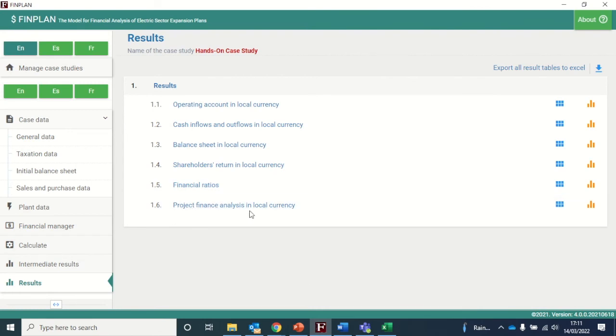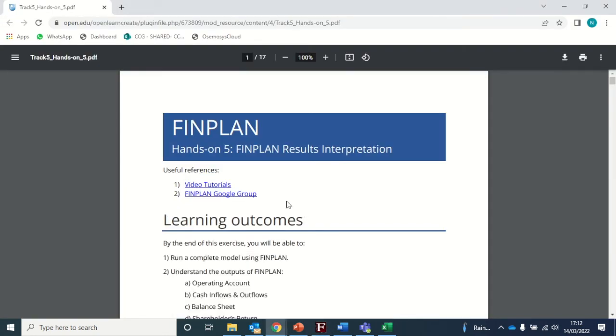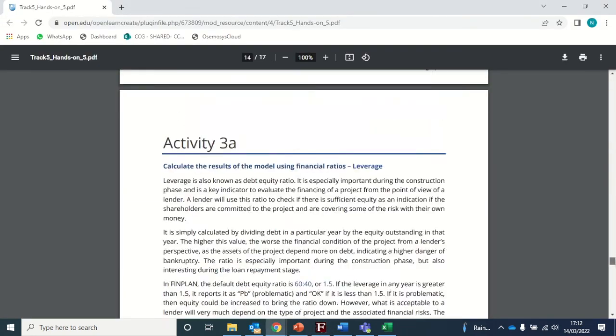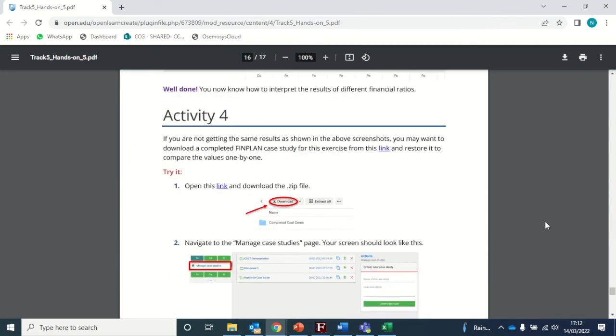We will not go through the project finance analysis in this video, however, you can find more information on this in the lecture slides. So now we have interpreted our results from our hands-on case study. However, if you're not getting the same results as shown in the above screenshots, you may want to download a completed FINPLAN case study for this exercise and restore it, where you can compare the values one by one. So to do this, we will have to go to the hands-on. So if we go to our hands-on 5 here, and if we go down to activity 4, you will find a link where you can download a file.